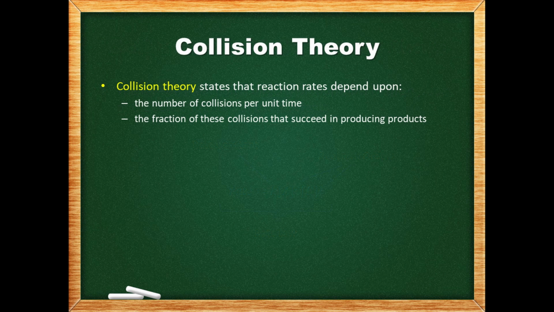When reacting particles collide with one another, each collision is unique in its energy and direction. Collision theory states that reaction rates depend upon the number of collisions per unit time and the fraction of these collisions that succeed in producing products. The large number of collisions in a reacting sample results in a wide range of velocities and kinetic energies. Only a small percentage of the molecules in a given sample have sufficient kinetic energy to react.